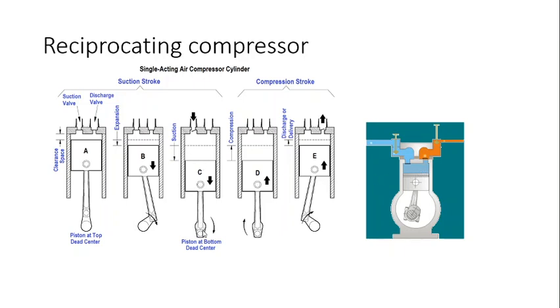Now, when the piston is at its bottom dead center, the suction completes, and it starts compressing the trapped air inside the cylinder. The trapped air is compressed by the upward movement of the piston. Then when it reaches a particular delivery pressure, the delivery valve opens and the high pressure air flows out of the cylinder. So this is the working of a reciprocating compressor.